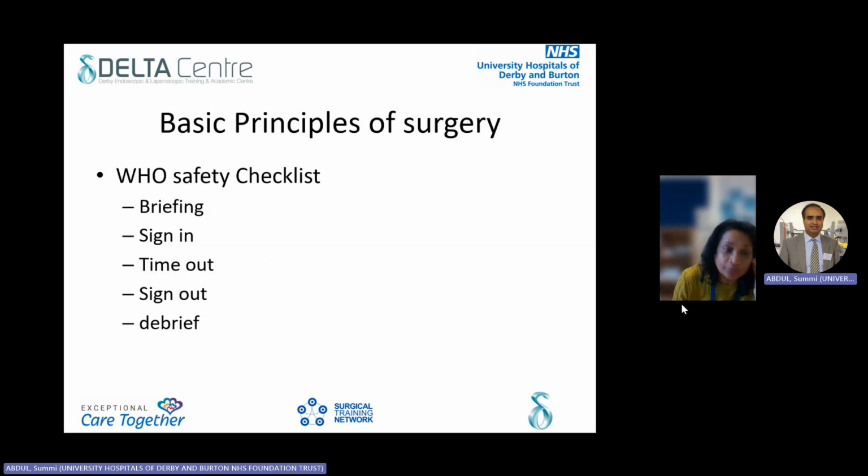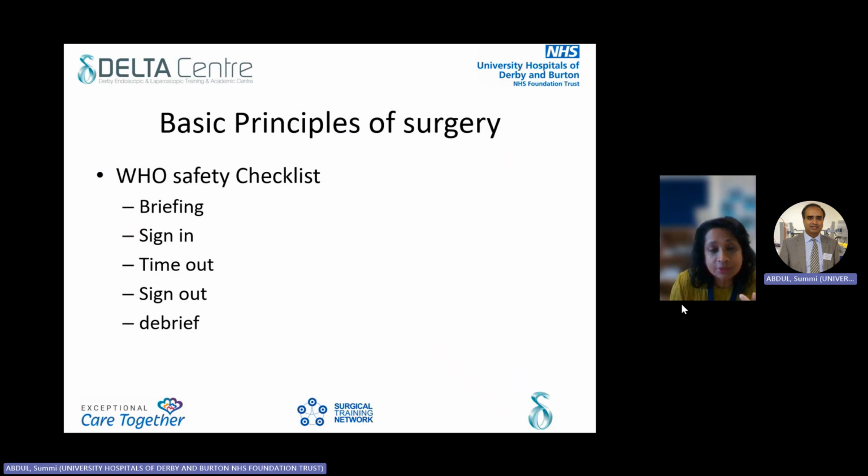So in order to reduce the risk of these never events, there needs to be emphasis on safety and reducing those risks. As you all know, we have the WHO safety checklist in order to reduce that. The safety checklist consists of certain aspects. So you have a briefing, where everybody gathers together so people understand what we're going to do and identify any issues that might be related to that list.